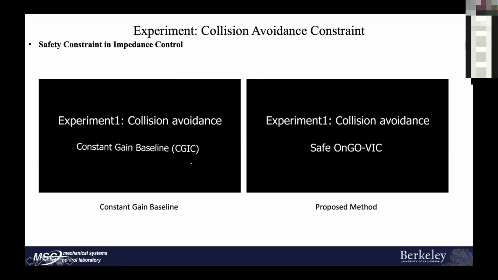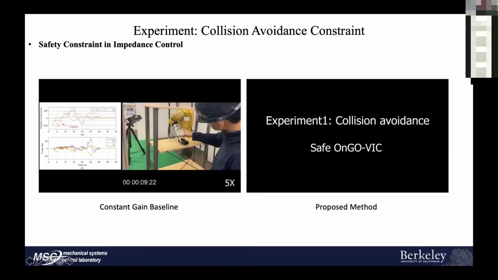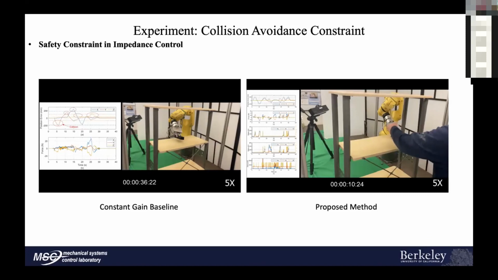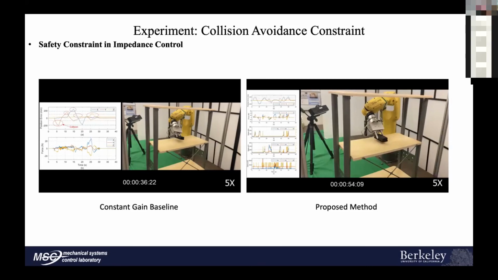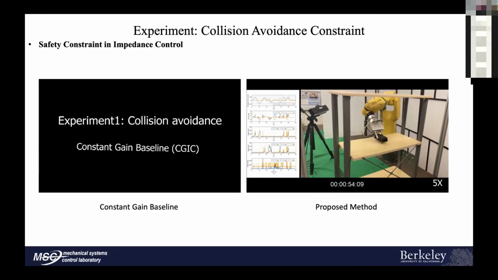For constant gain impedance control, we do not want the robot to collide with those obstacles, but of course constant impedance gains are not able to achieve that. If a human directly drags the robot towards those obstacles, the robot will definitely collide with them. But with the proposed constraints, when the human drags the robot towards the obstacle, the controller becomes aware of the danger and changes the impedance gains when necessary. So the robot will stay in the safe zone and not exceed it. That's for the constraint.